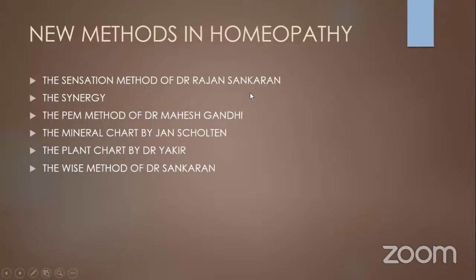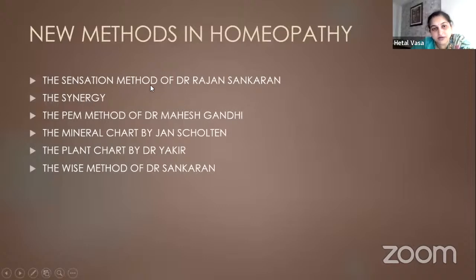The sensation method of Dr. Rajan Sankaran, the synergy method of him only, and the PM method, the personal evolution model, which maps the inner age of the patient and makes it very easy for us to select. You can understand the human part of a remedy, that is, why the patient is telling such and such things. Why is he sensitive to certain things? And the mineral chart by Jan Scholten, the plant chart by Dr. Yakir, this new method, the wise method of Dr. Sankaran, and even many more are there. Now, polarity analysis of Dr. Heiner Frei, and many more are there. But right now I am learning this much, and I am doing my FHPC, and I am very glad I joined it.